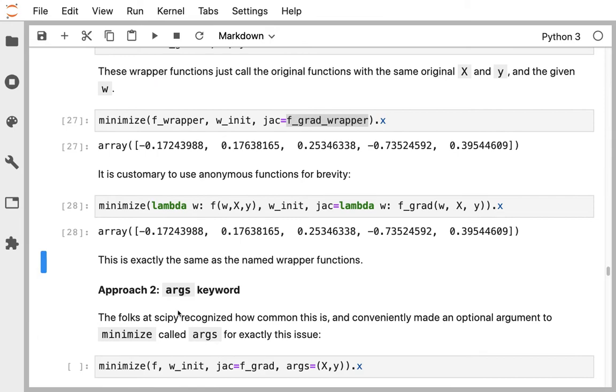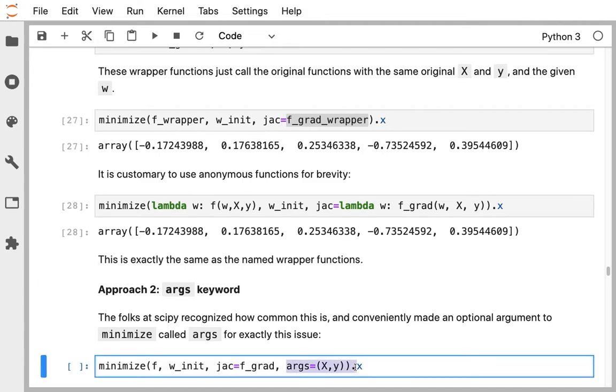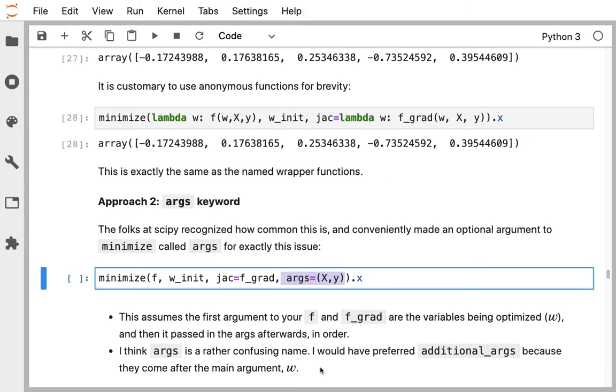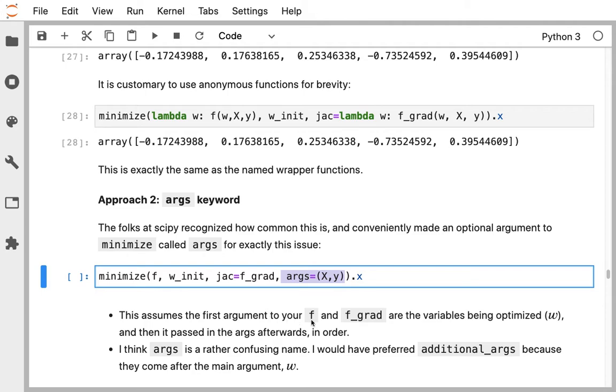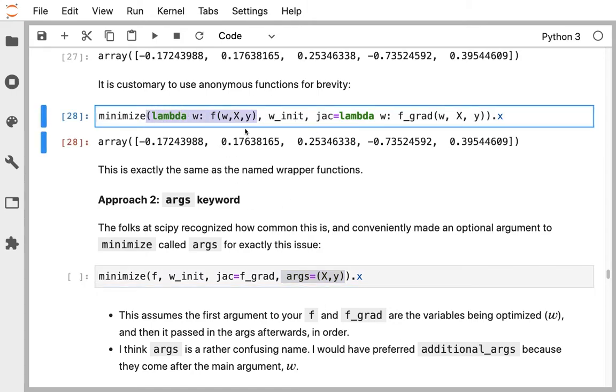Method number 2 is that the people who made SciPy optimize recognize that this is going to happen all the time, and to make your life even slightly easier and not having to use those lambdas, you can use the original fgrad, and you can pass in these extra arguments. The point of them is that when they call your function, they're going to give the w that they want to use, followed by whatever you give it here. So in this case, x and y. This assumes that your f and fgrad are set up so that the first argument is w. Otherwise, it's not going to work. Whereas with the lambda thing, you could get around that.